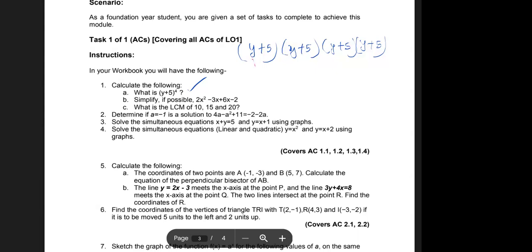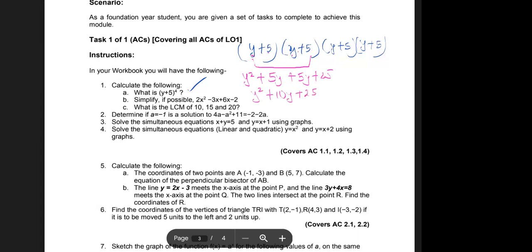So when you expand this one, it's going to be what? y times y is y squared. y times 5 is 5y. Can you see? 5 times y is 5y. Then 5 times 5 is going to be what? 25. So you're expanding the first two. So that gives you what? y squared plus 10y plus 25. Can you see? So I do with the first one.